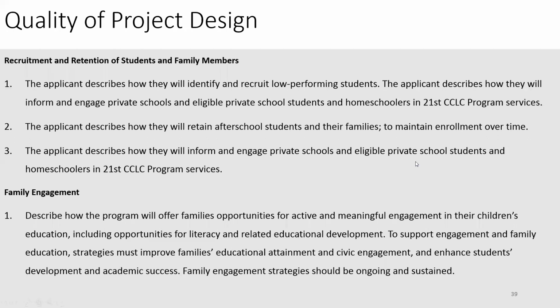So number 1 is describing how you identify and recruit low-performing students, and that includes private schools and eligible homeschoolers. But the 3rd bullet down here is actually how are you going to inform and engage private schools in the planning of this program and in the provision of the services.